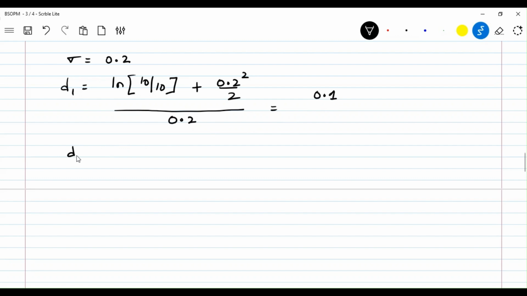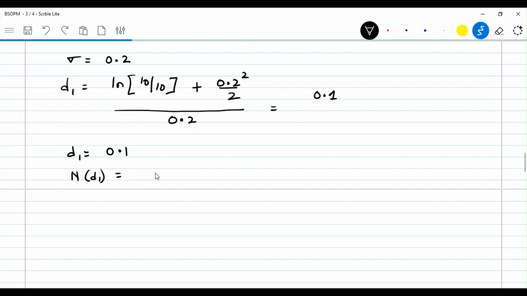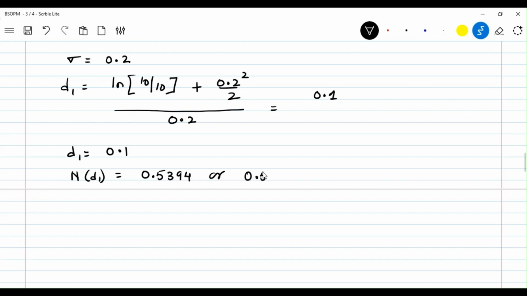What does it mean? It means that D1 stands as 0.1. I have to check out the N(D1), and for this, I have to look into the value in a standard normal distribution table. Just now, I've already told you how to look for this value. So I'll be looking for 0.1, which once you find in your standard normal distribution table, you will find a value like this, or up to 2 digits, we can write this as 0.054.